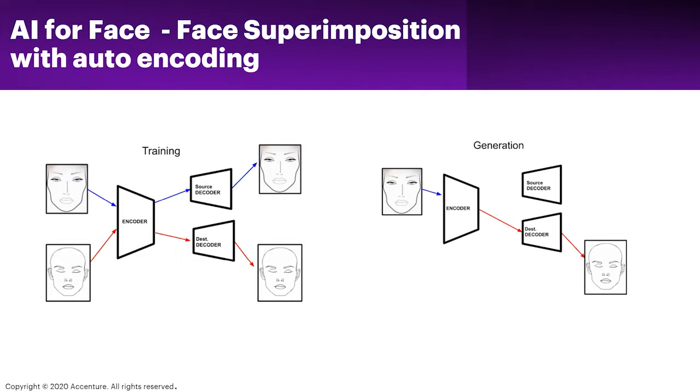Talking about AI for face, we have used a face superimposition technique where we initially train the model using a common encoder for the two faces and separate decoders for the source and target face. For generating the deepfake, the latent representation of the source face obtained from the common encoder is passed on to the target face decoder, thereby converting the target face to the source face.